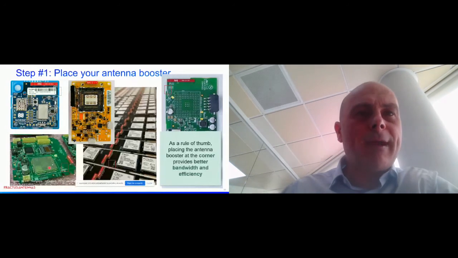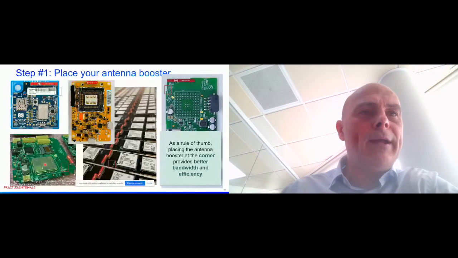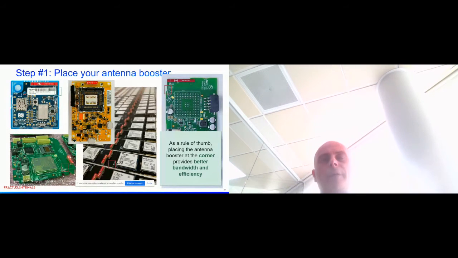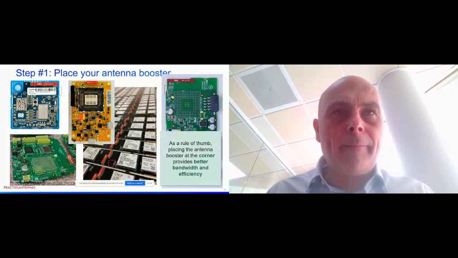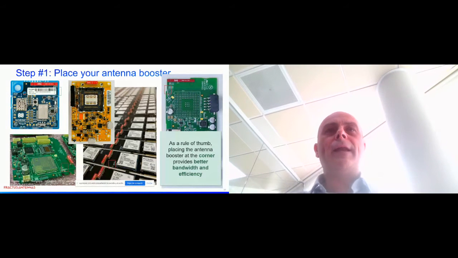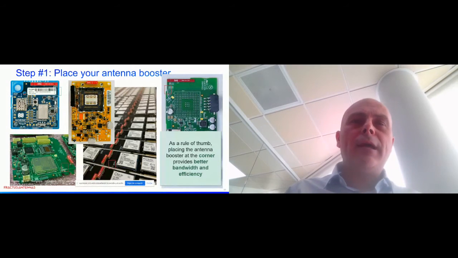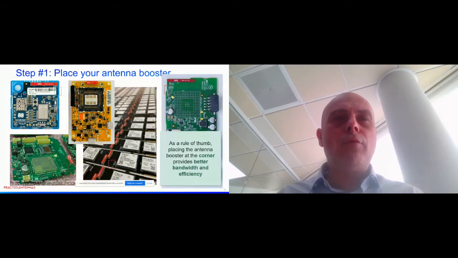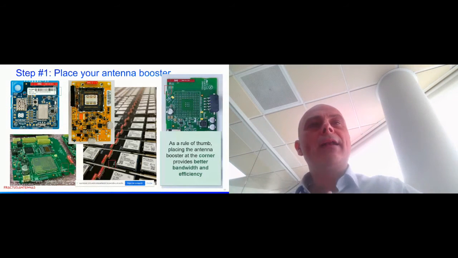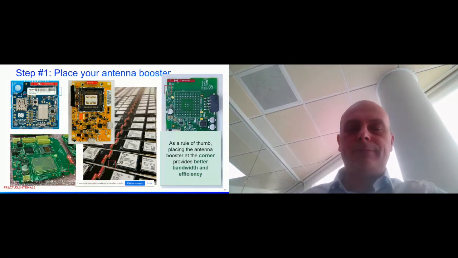Another example with the LoRa X10, we have fully populated transceivers, SIM cards, and so on. You have the antenna booster, again fed at the corner, matching components, and a 50 ohm transmission line that reaches your transceiver. So as a rule of thumb, placing the antenna booster at the corner is the best option to maximize bandwidth and efficiency of your LoRa device.